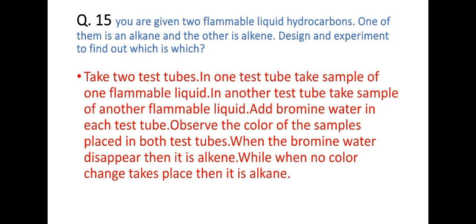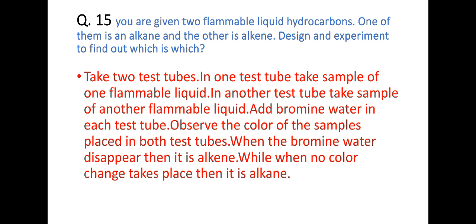Question number 15. You are given two flammable liquid hydrocarbons. One of them is an alkene, another is alkyne. Design an experiment to find out which is which. For this question, we take two test tubes. In one test tube, take sample of one flammable liquid. In another test tube, take sample of another flammable liquid. Add bromine water in each test tube. Observe the color of the sample placed in both test tubes.